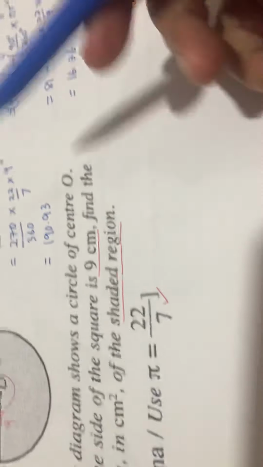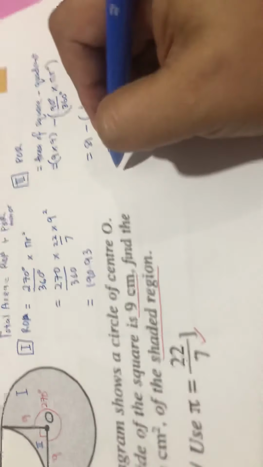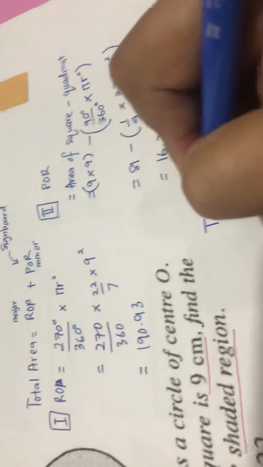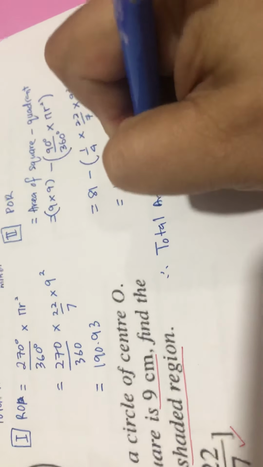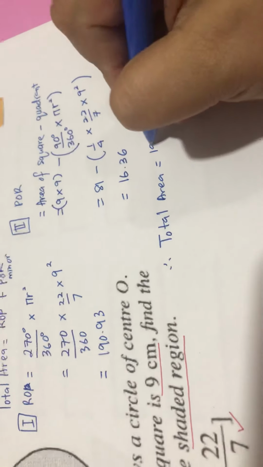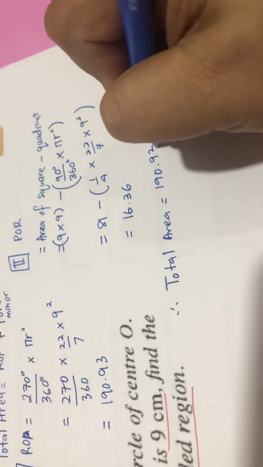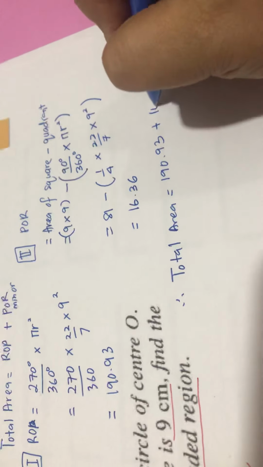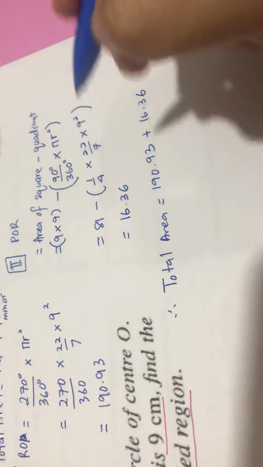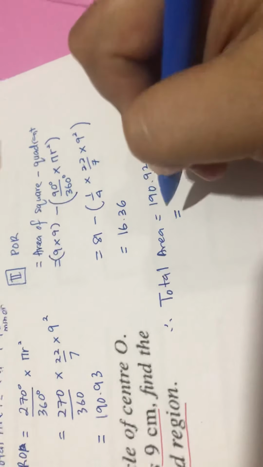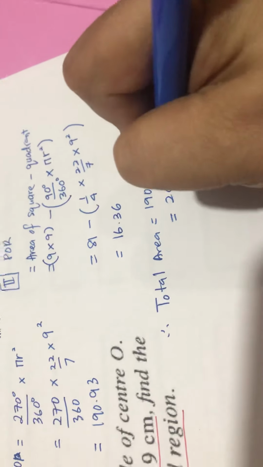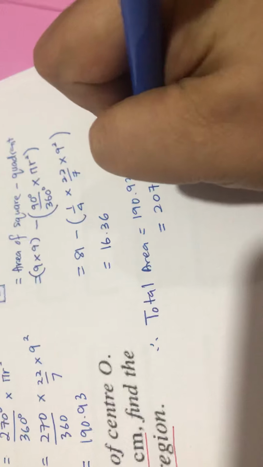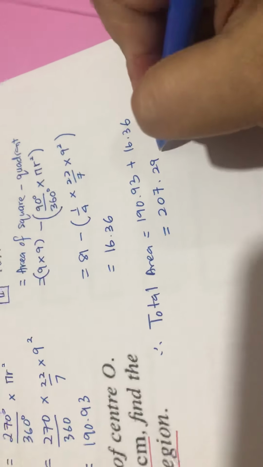At the end, the question asks you to find area of the shaded region. So you can total up. Okay, so total, therefore, total area equivalent with 190.93 plus 16.36. So, at last but not least, the answer will be 207.29. That's it.